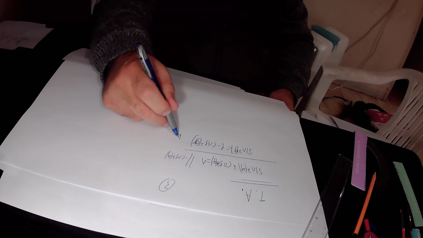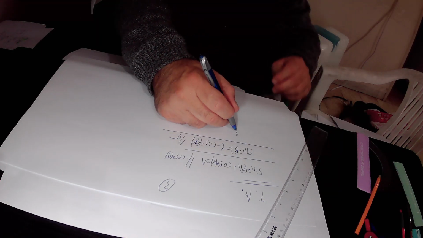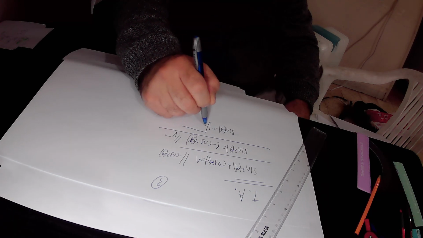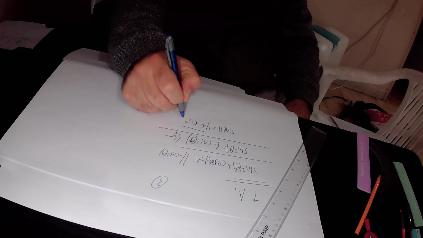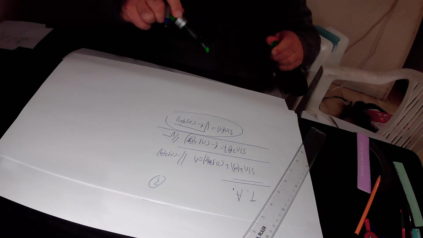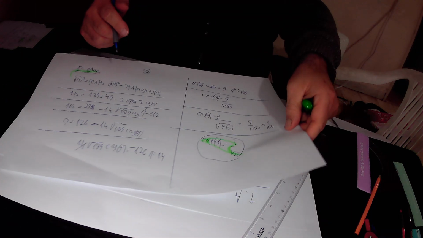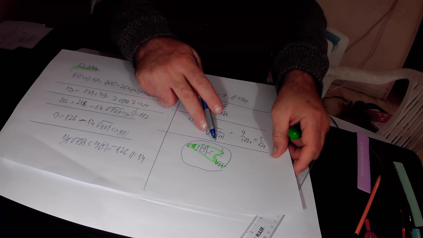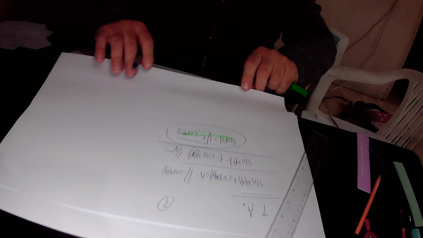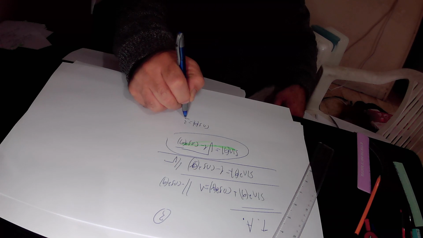Here we take a root out of this equation, and so we get that sine alpha equals the square root of 1 minus cosine squared alpha. We already found out that cosine alpha equals 3 over square root of 21.